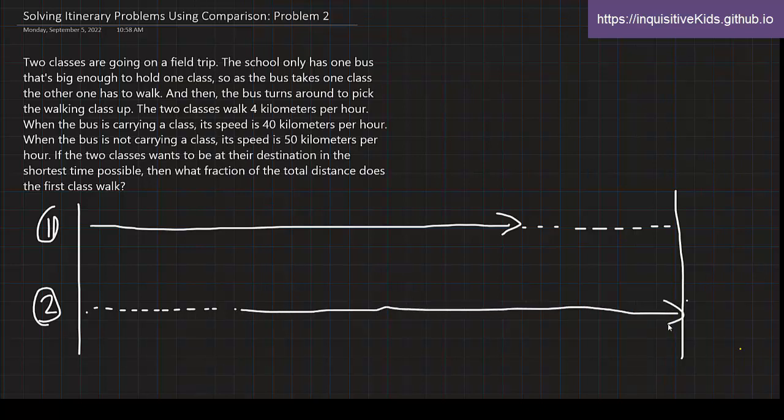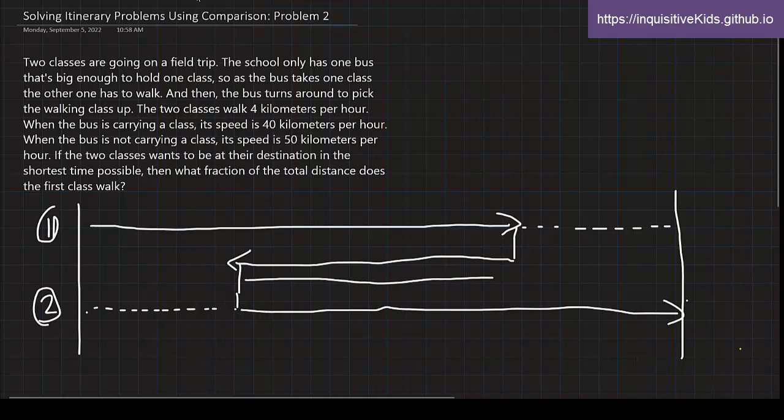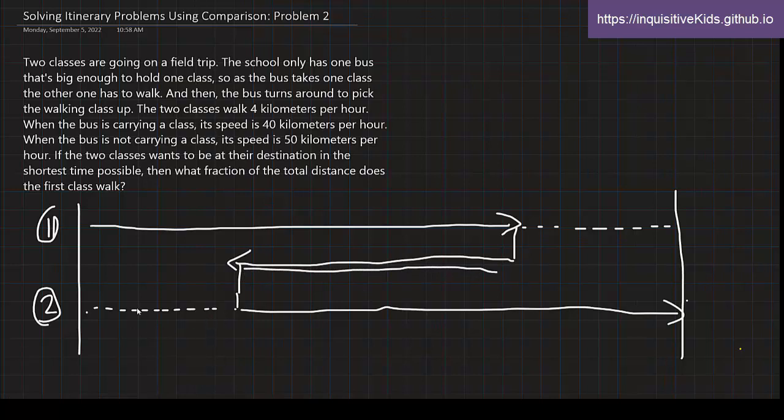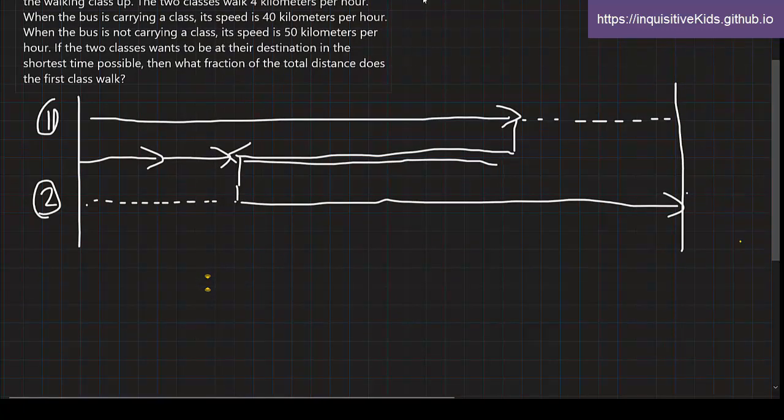The section where the bus is turning around to pick up class 2 is interesting because this time the speed is different. To show that it's faster, because now it's 50 kilometers per hour and it's not carrying any classes, I'm making it double lined. Now I'm going to create an arrow like this, just so we can make our ratios easier to set later on.